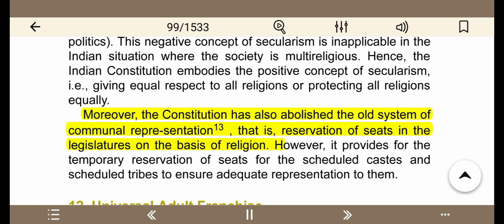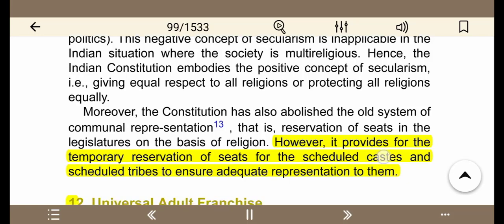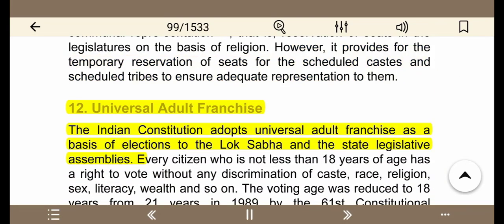Moreover, the constitution has also abolished the old system of communal representation, that is, reservation of seats in the legislatures on the basis of religion. However, it provides for the temporary reservation of seats for the scheduled castes and scheduled tribes to ensure adequate representation to them. 12. Universal adult franchise.